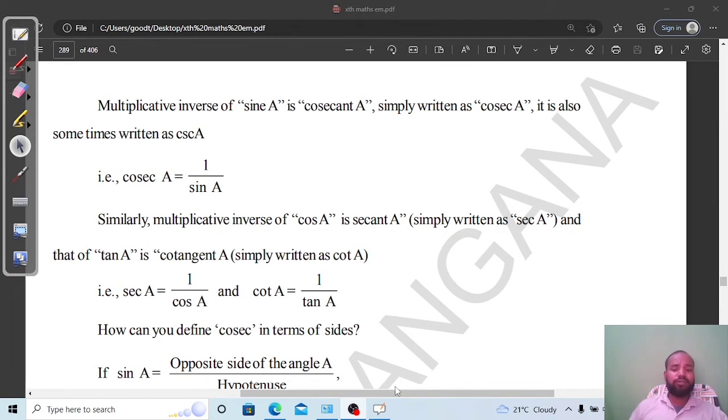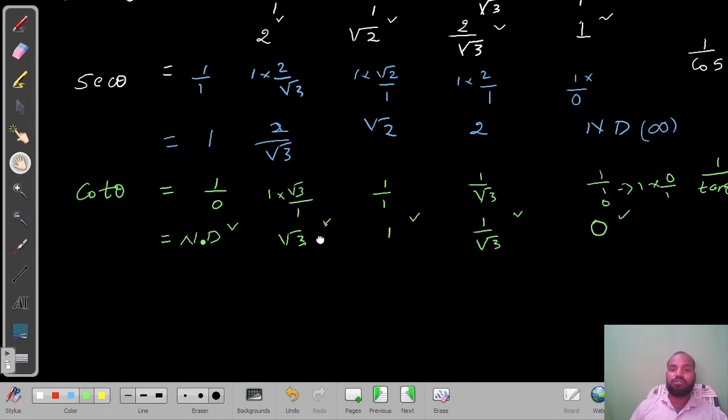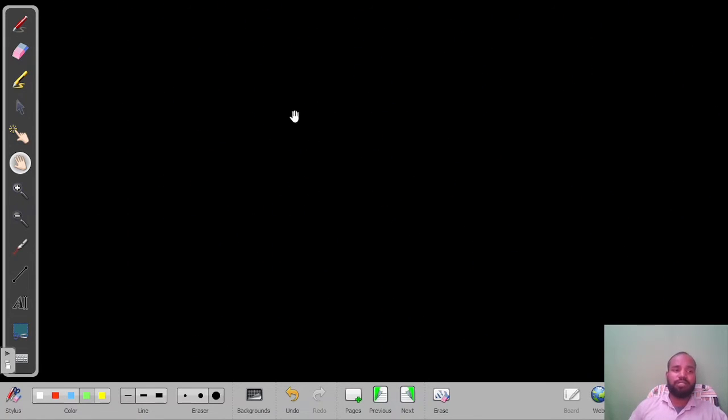Before going to the exercise, we will revise what we discussed up to now, and then we enter into the exercise. Why? Because once we enter an exercise, we are going to solve all the problems. So just see, what did we discuss up to now? First, the definition of trigonometry.